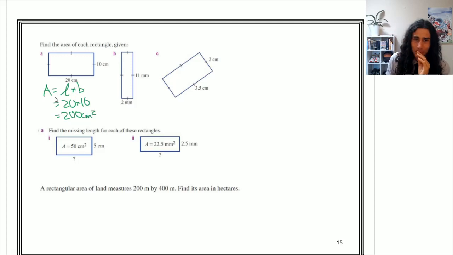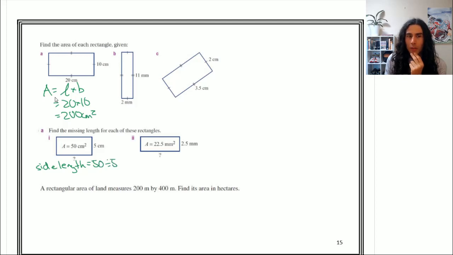Missing length. You just do it like this. You just say the length, the side length. We'll just go 50 divided by 5. We won't do the long algebra way if we don't have to. 10 centimeters. So do that for A part 2. And then find its area in hectares. I'm going to leave that to you. Remembering 1 hectare is 10,000 meters squared. All right, I'm going to pause now, get the answers for you.